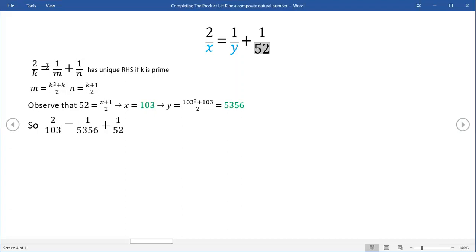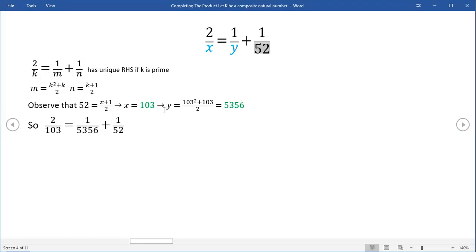So if you trust this result, which really takes maybe a couple of minutes to prove, you get the answer fairly rapidly. If you set 52 equal to (x plus 1) over 2, you get x equals 103, which turns out to be a prime. Now, this result holds whether k is prime or not, but we did happen to get x equal to the prime 103. And this expression does have a unique right-hand side in the event that k is prime.